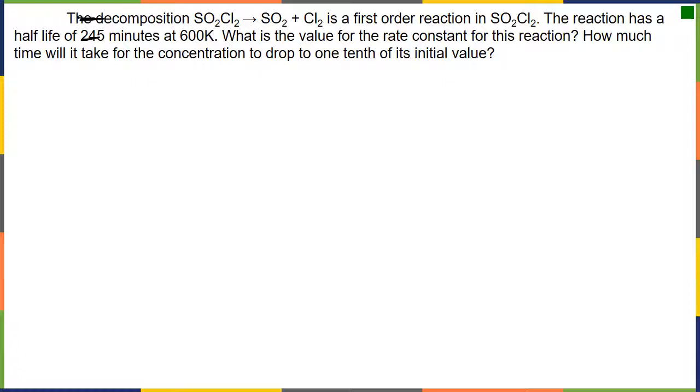So we have that t sub 1/2 is equal to 245 minutes. We know that k is equal to the natural log of 2 over the half-life, which is 245 minutes. And k is equal to 0.00283 per minute. Now note k comes out in the same units as the t sub 1/2 you start out with.